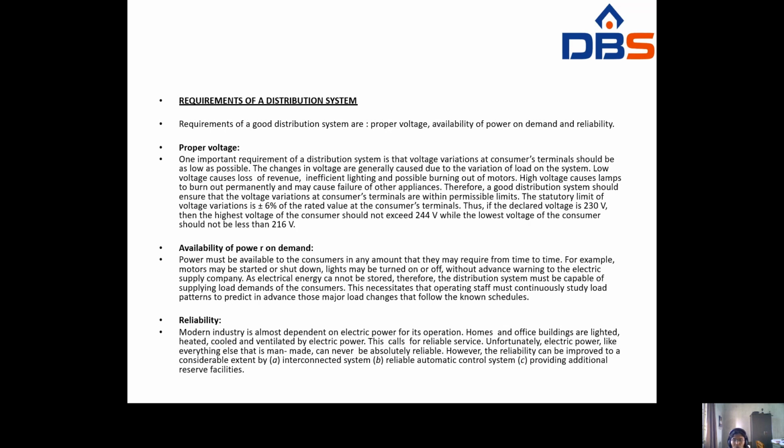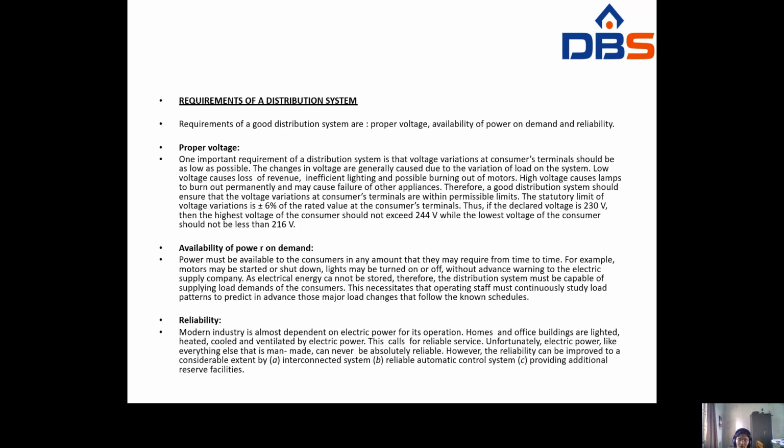It causes the lamps to burn permanently and may cause failure of other appliances. Therefore, a good distribution system should ensure that the voltage variations at the consumer terminals are within permissible limits. Whenever you design a good distribution system, you have to ensure the voltage variations at the consumer terminals stay within the permissible limits.